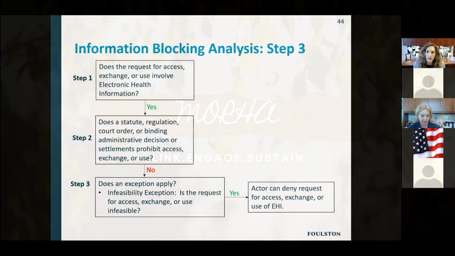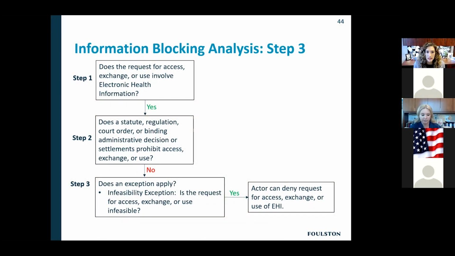Thanks, Melissa. I think we're back to me here on our information blocking analysis. And we're still in step 3, but as a quick reminder, and for those that may have joined from the other session, we're walking through an information blocking analysis. And the first step we look at is, does the request for access, exchange, or use involve electronic health information? If it doesn't, we stop the analysis and we look at the privacy rule and your normal request for access.